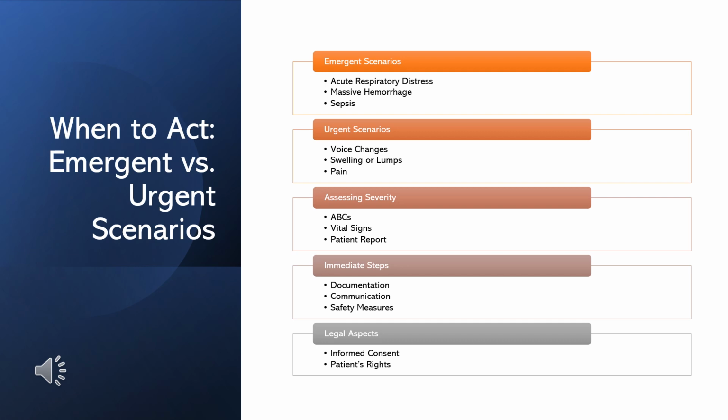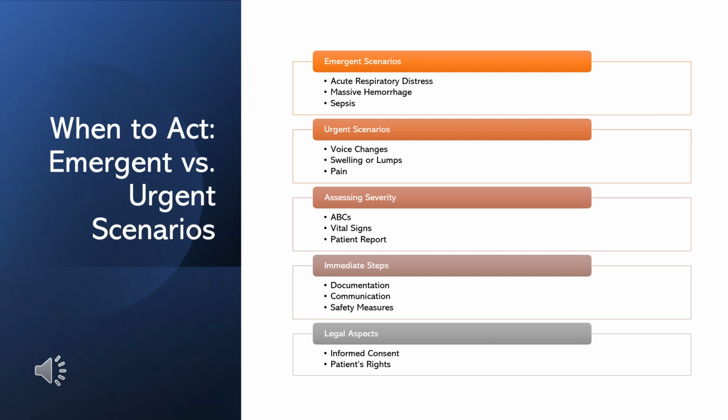So let's look at things like the ABCs: airway, breathing, circulation. You sick of hearing about those yet? They still work. Always assess these as your first priority. Look at vital signs and use these as immediate indicators to differentiate between emergent and urgent needs. The patient's own report is important, so listen to the patient. Subjective experience often provides clues to urgency.